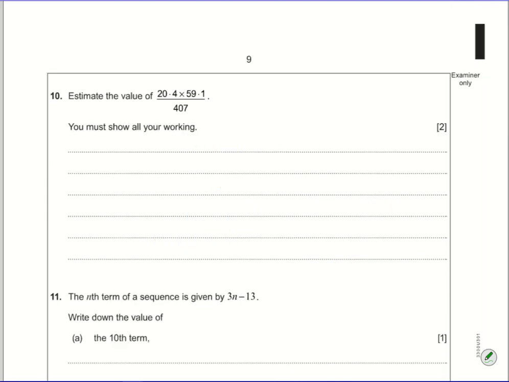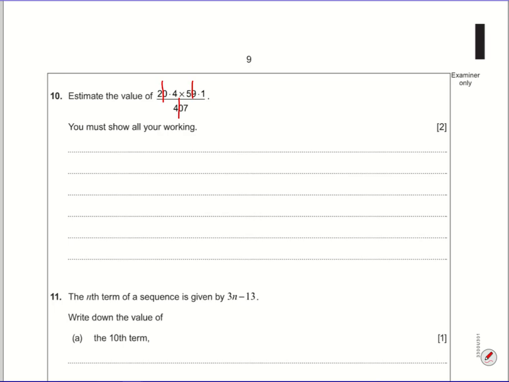Okay, number 10 is an estimation question. And when we estimate, we are rounding to make a calculation easier. And because we're trying to make it easy, we're going to round basically as much as we can, which is one significant figure as a rule. Which means I'm chopping each of these numbers after their first digit and then rounding appropriately.